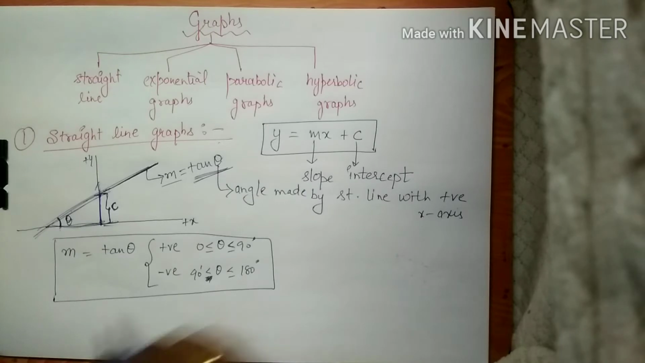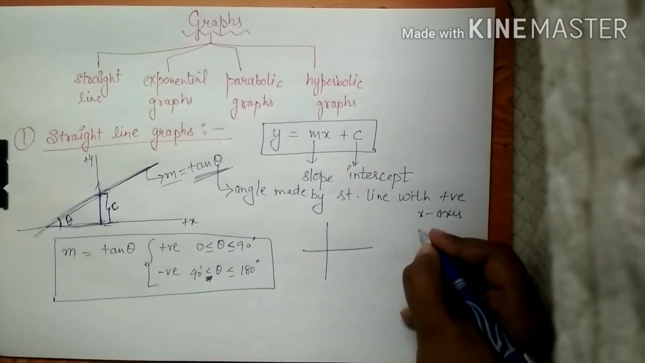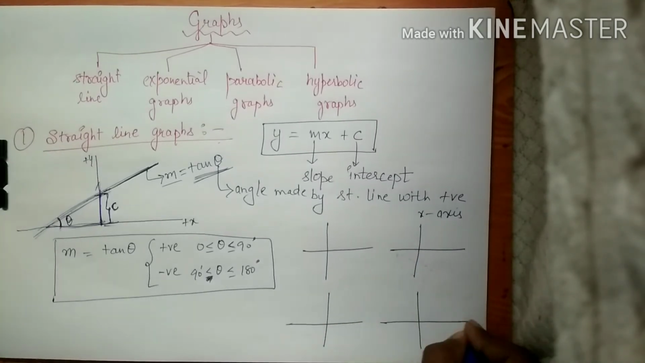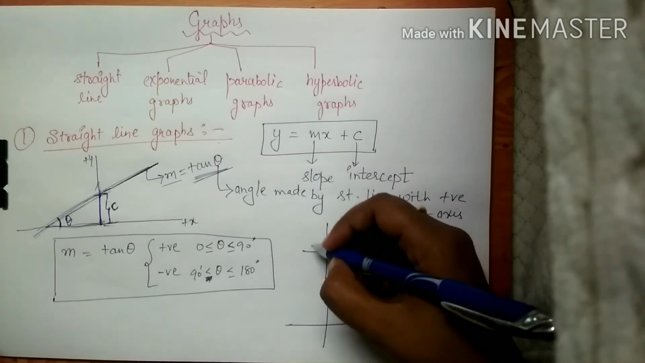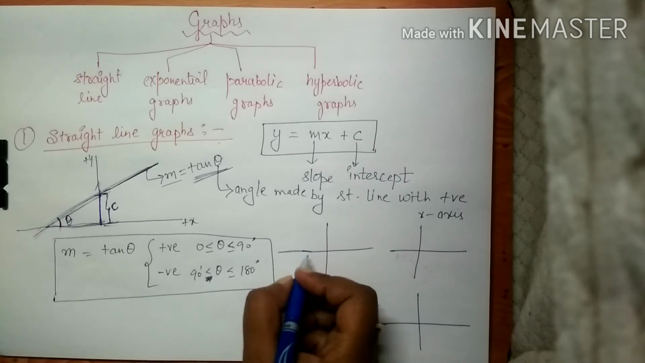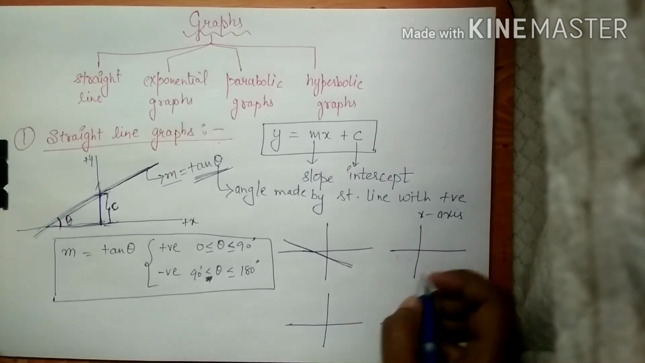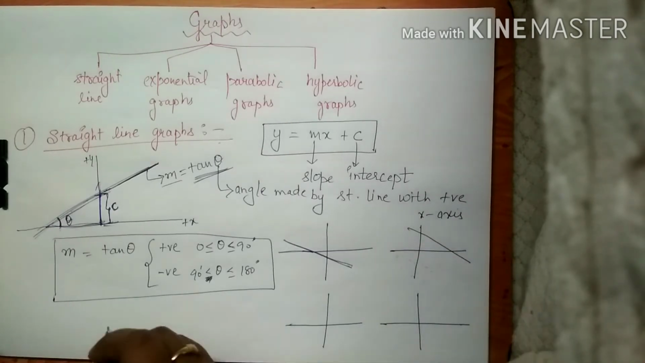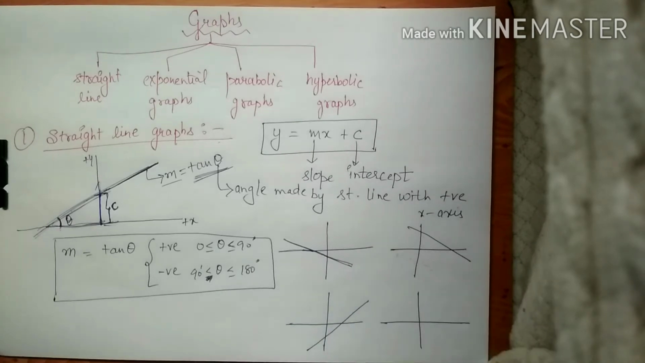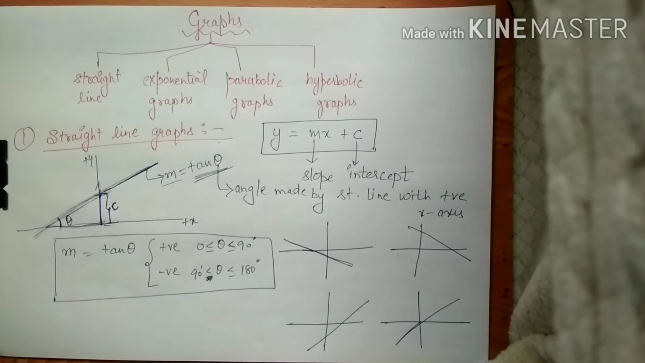Now suppose we have four types of graphs like this. First straight line which we are getting is like this here. Second is like this, third is, and fourth is going through the origin. I'm taking these four cases.